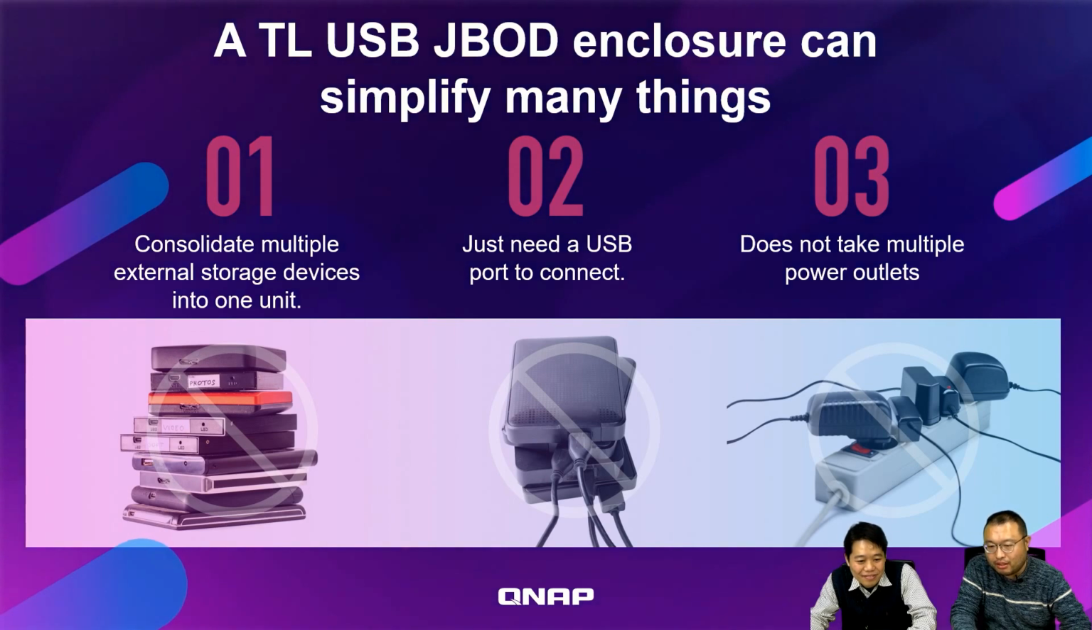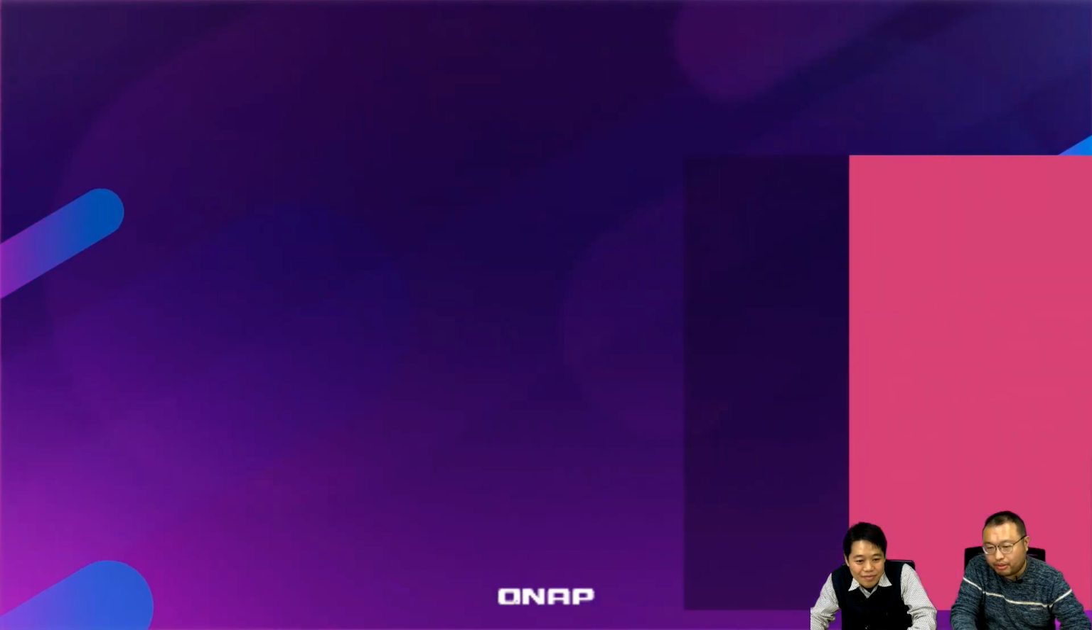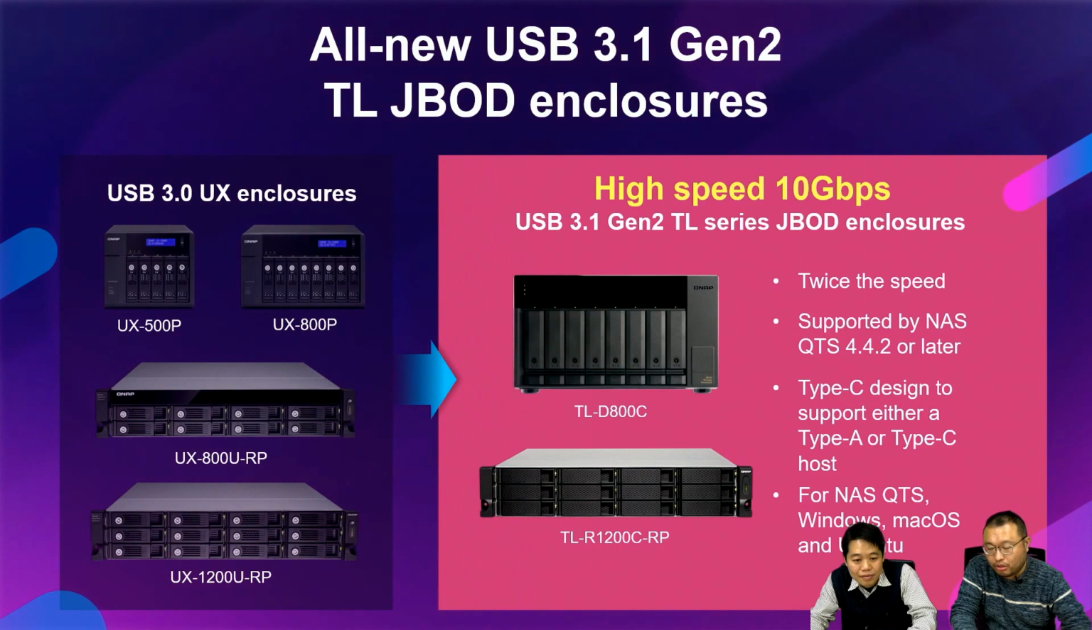Okay, so let's take a look at a comparison between the current and the new USB JBOD and the previous one. Here you will see that our previous models are USB 3.0, 5 gigabit speed, UX expansion enclosures. There are two models, the 5 bay 500p and the 8 bay 800p. And for Rackmount models, there are the 8 bay 800U and then the 12 bay 1200U.